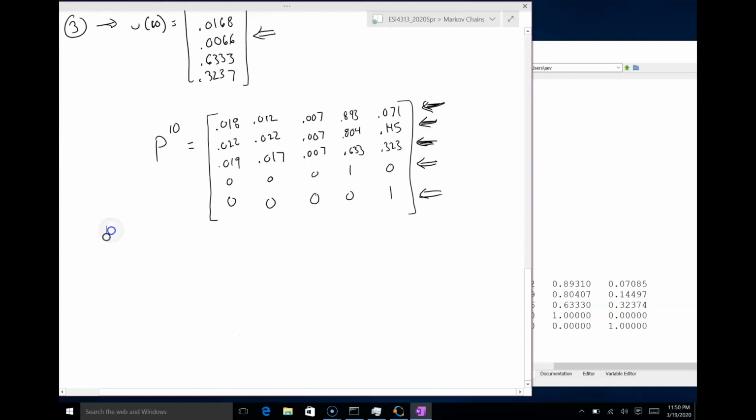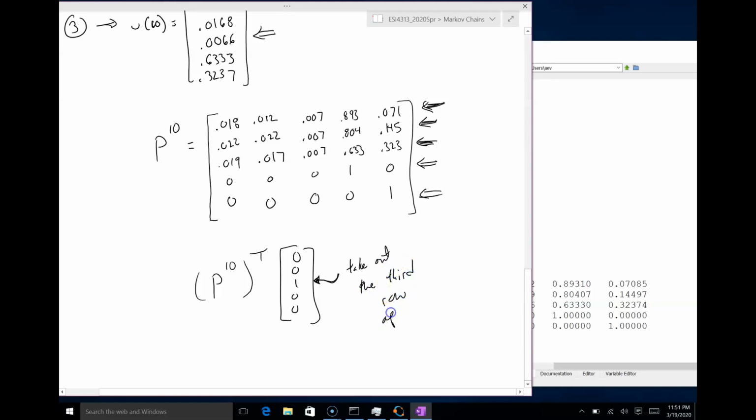Because what we are doing when we are taking p to the 10th power transpose, and then multiplying it, let's say, by 0, 0, 1, 0, 0, what you do when you multiply by a vector with one element that's 1 and all the others are zeros, what you're saying is take out the third row of p to the 10th transpose. Okay.